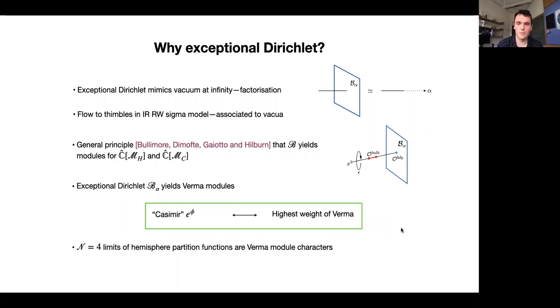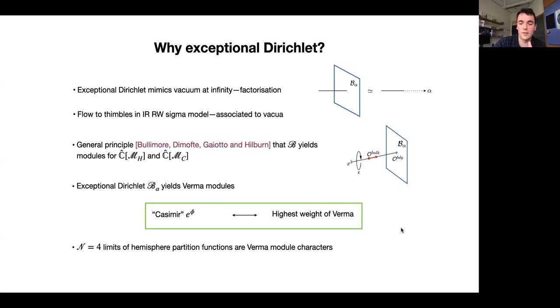So why are we talking about exceptional Dirichlet boundary conditions? I think I already mentioned this in the last slide a bit, but the idea is that this is a set of boundary conditions that are canonically associated to isolated vacua. And we expect in general that these boundary conditions flow in the IR to thimbles in the sigma models, thimble boundary conditions.